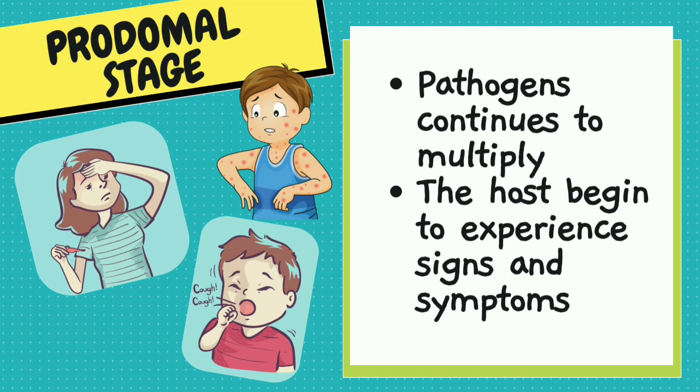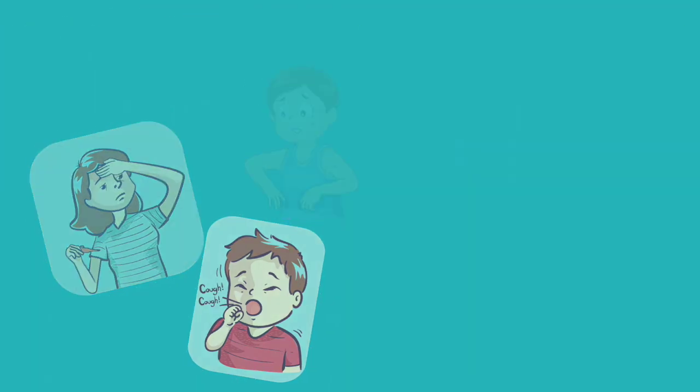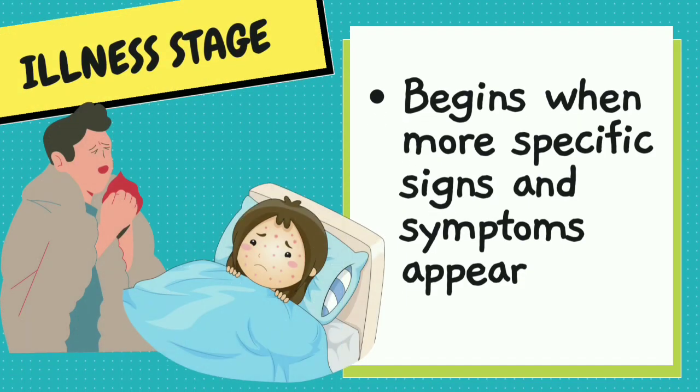Second period or stage of infection is the prodromal stage. Pathogens continue to multiply. The host begins to experience signs and symptoms. Dito na nagiging visible yung sakit. Third stage of infection is the illness stage. It begins when more specific signs and symptoms appear.